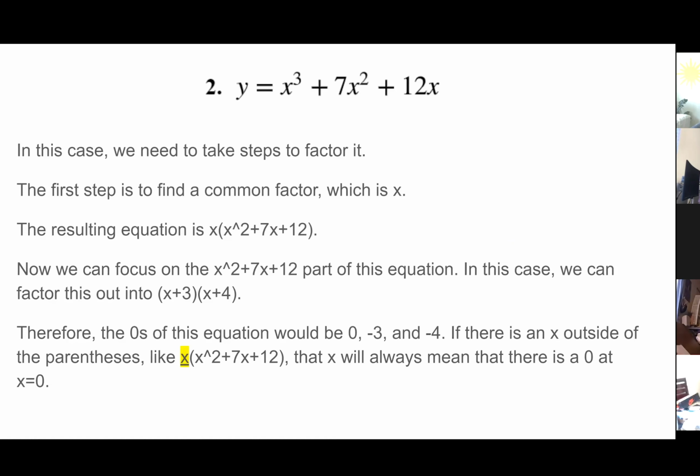From there, we can start focusing on the equation inside the parentheses. We can factor it out like normally. So in this case, 12 can be factored into 3 and 4, which adds up to 7x. So we get x plus 3 times x plus 4. This introduces a new thing, which is that the x on the outside of the parentheses will always equal 0. So the zeros of this equation would be 0, -3, and -4.